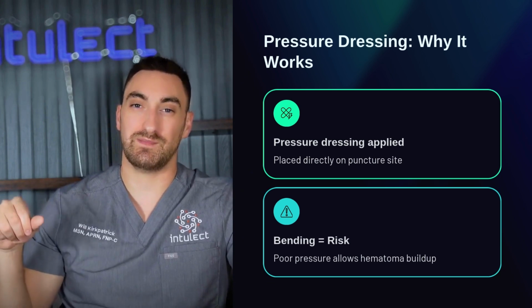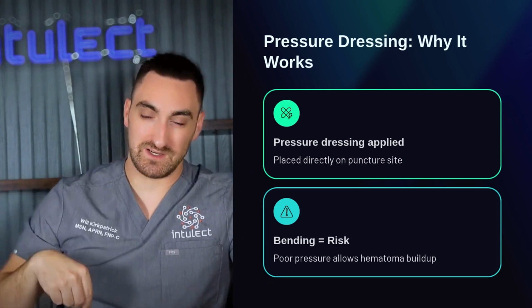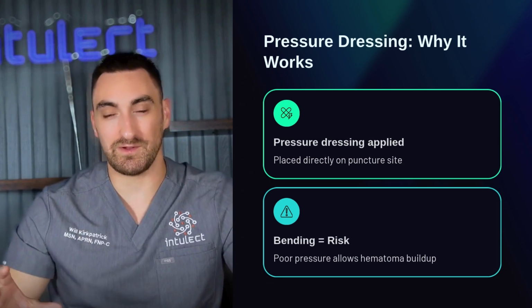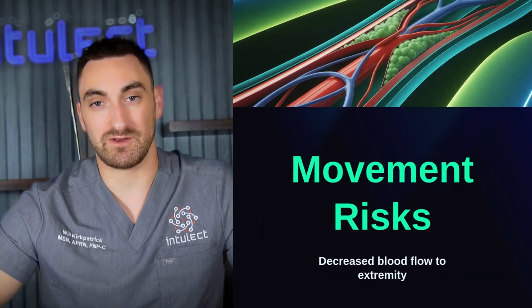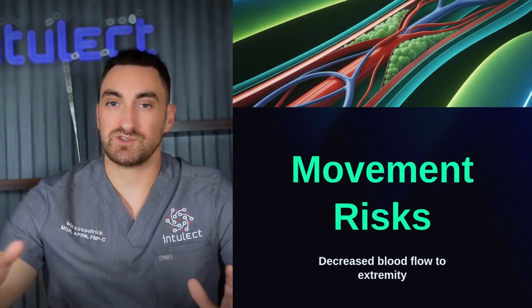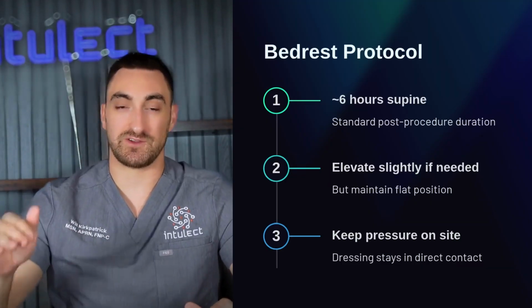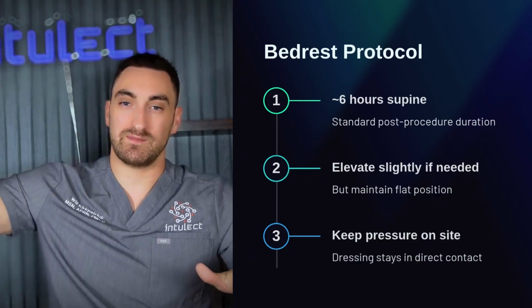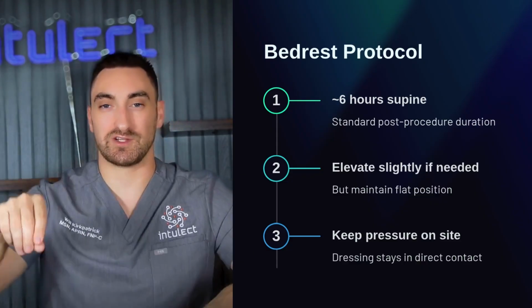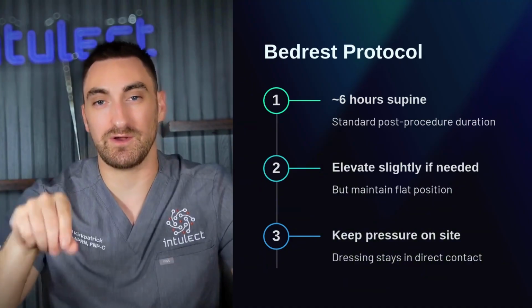And if you have them bending, the pressure is not going to be as good, and you're going to risk the hematoma from building up in the extremity there, and of course increase the risk of decreased blood flow down to the extremity. So usually about 6 hours after procedure, they're going to be supine. You can be creative by elevating them, but making sure they're supine the whole time so that pressure dressing is directly on that puncture site.